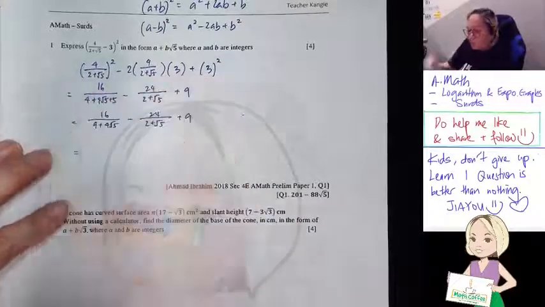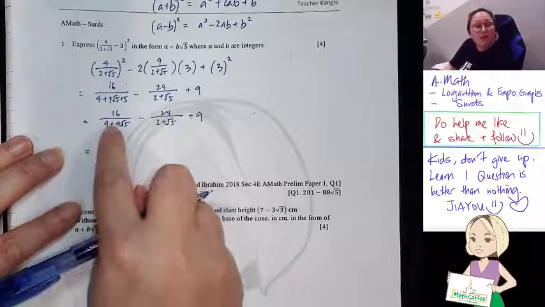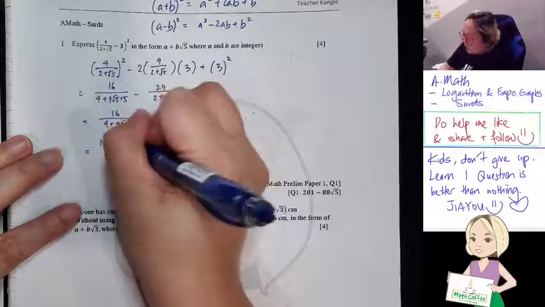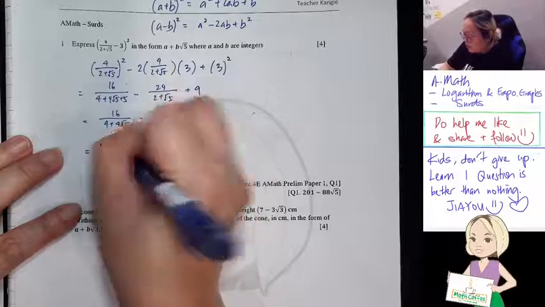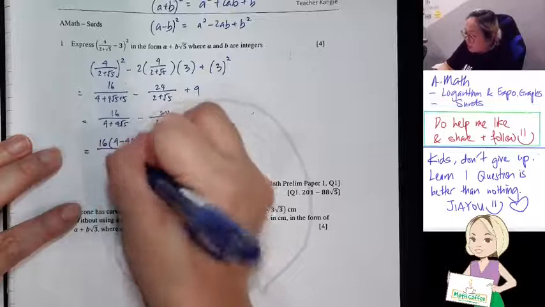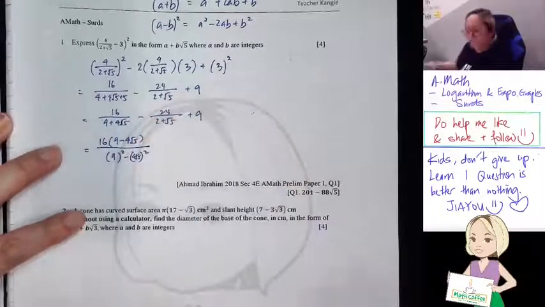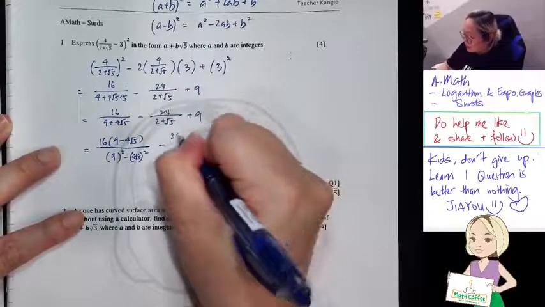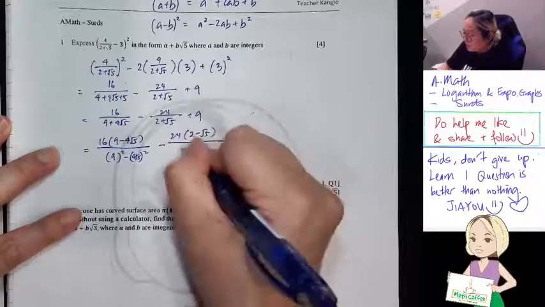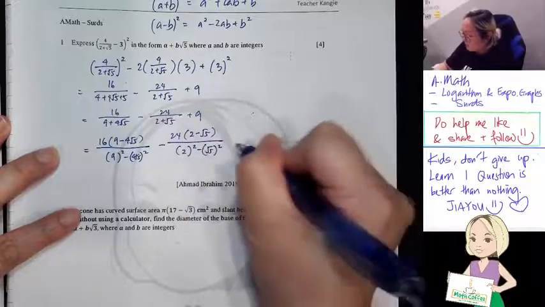By now you should know that the 16 will have to rainbow with the... this is a plus b, so I have to rainbow it with a minus b. So 16 will rainbow with 9 minus 4 square root 5, and below it becomes a squared minus b squared. So it's 9 squared and then 4 square root 5 squared. We do the same for this side. So 24 will rainbow with 2 minus square root 5. The denominator becomes a squared minus b squared, which will be 2 squared and square root 5 squared. And don't forget your plus 9.